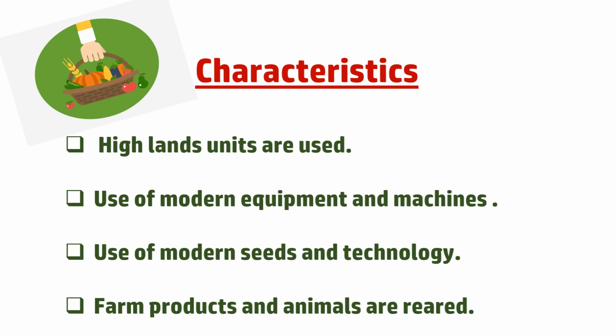So what is new here is that farm products and animals are also reared. Animals are also kept, and later used for dairy products, for many other things, for leather, to send to slaughterhouses, for meat. So there are various reasons. Apart from agriculture, apart from crop cultivation, here they also keep animals. Animals are reared in order to get more and more profit.